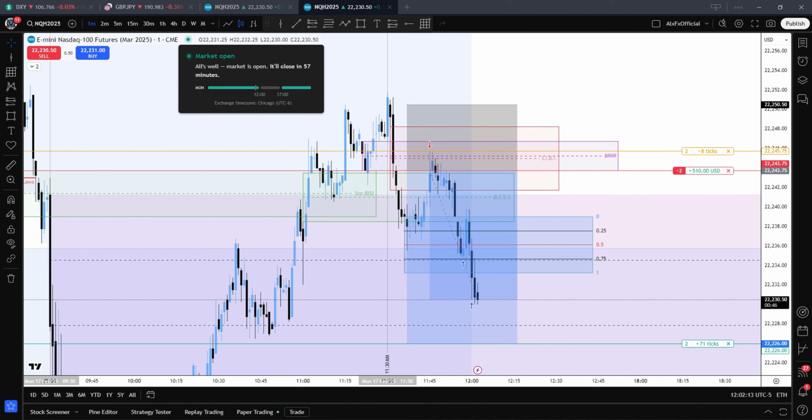Ideally we would want the market to stay in the lower half of that premium wick, so we wouldn't want the market to close above the 50% level of that wick. And I think that's what we see in a bit here. We'll trade to the lower quarter of that premium wick, and then we'll displace lower.